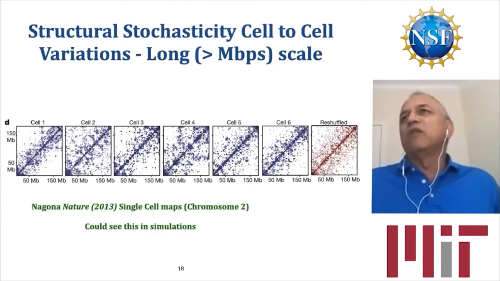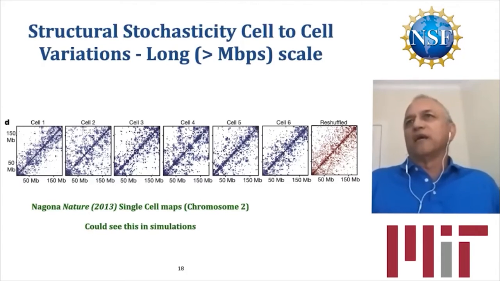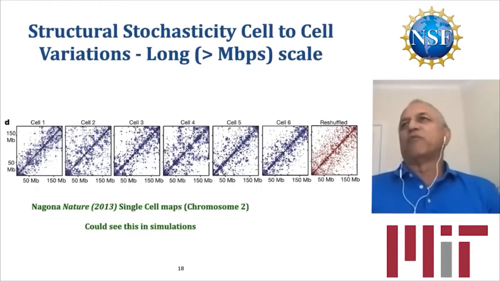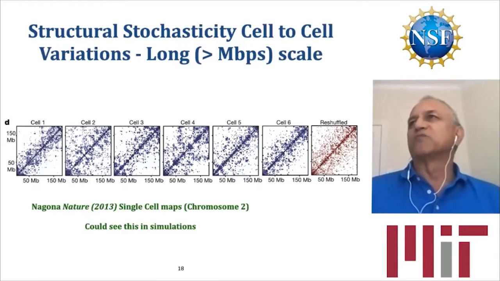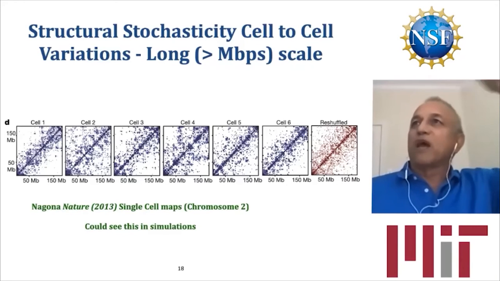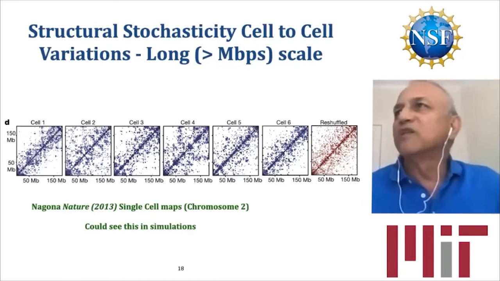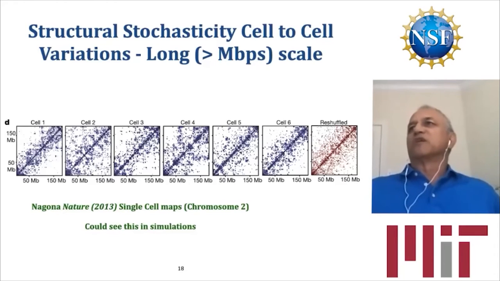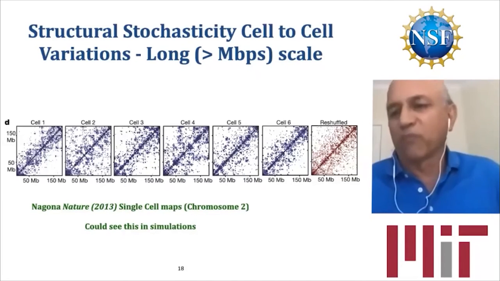But if you now look at single cell data, and this is already for chromosome 2 from about 7 years ago, and there are many such experiments, and these are still 6 cells, and this is the kind of data that I showed you, which is an ensemble average for those 25 million cells, there are substantial variations from single cell to single cell. That means no two cells for the same chromosome exhibit the same contact map at all.